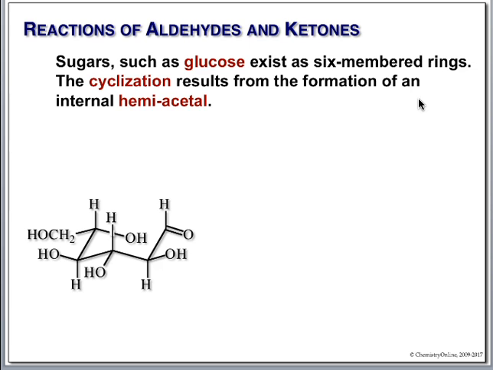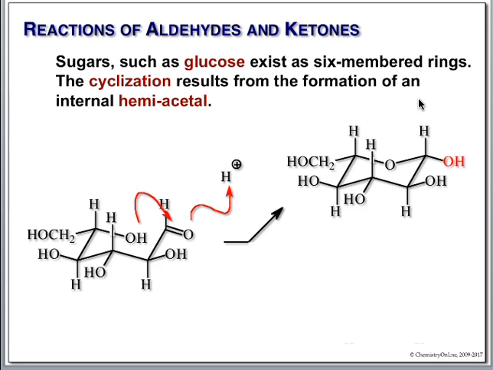Well, this is glucose. Here it is, except this is the aldehyde form. The structure that we draw results from this alcohol attacking the carbonyl, picking up a proton to form a hemiacetal.